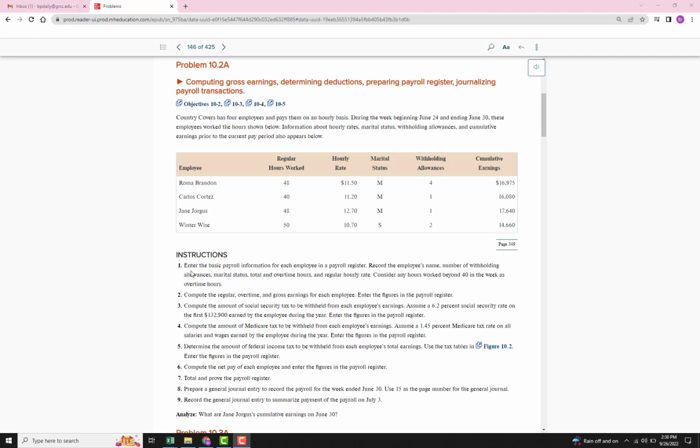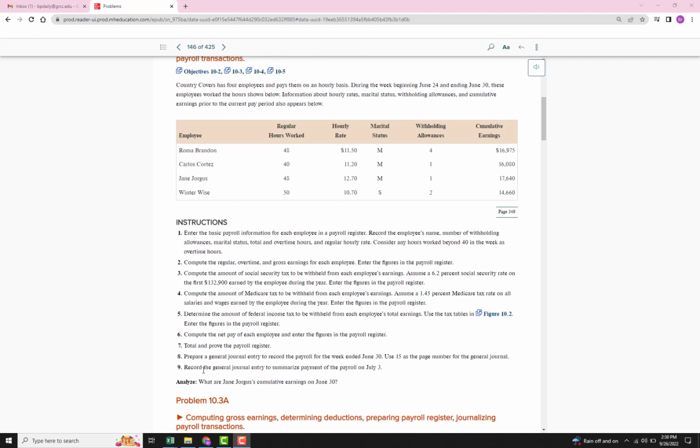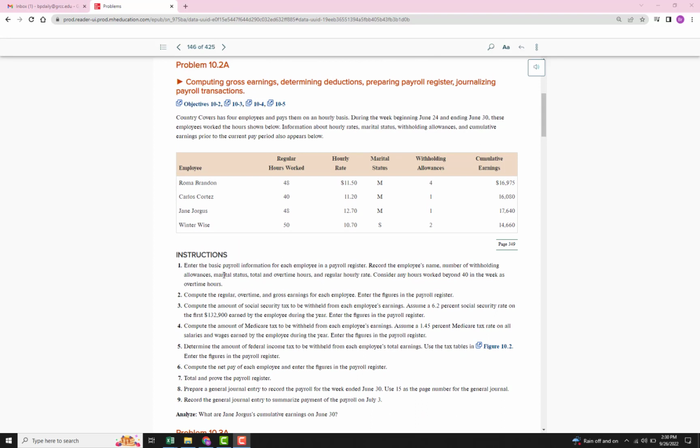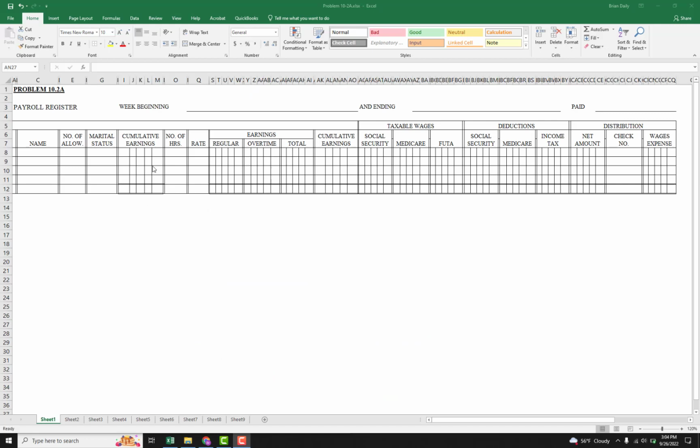And then if we look at the instructions, there are 9 steps we're going to go through in this problem. First one says to enter the basic payroll information for each employee in the payroll register, record their name, number of withholding allowances, marital status, total and overtime hours, and regular hourly rate. And we are to consider any hours worked beyond 40 in the week as overtime hours.